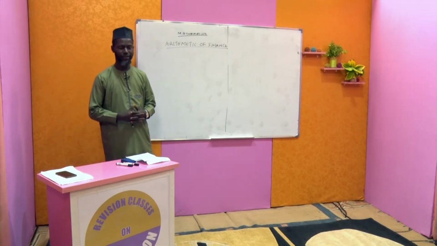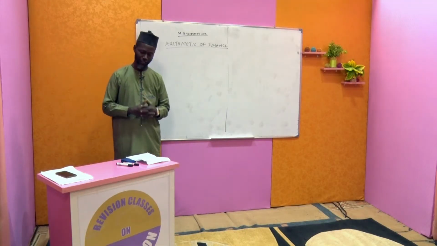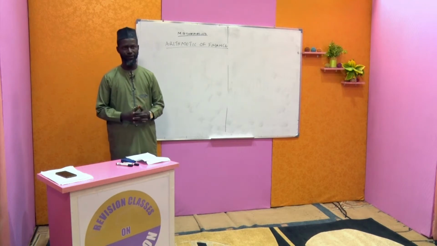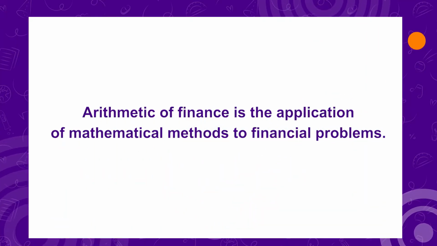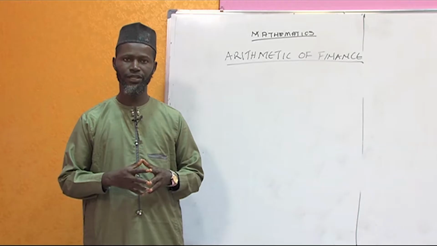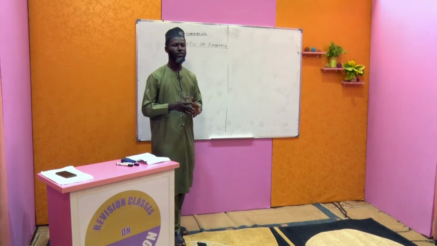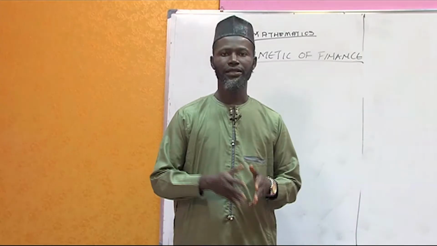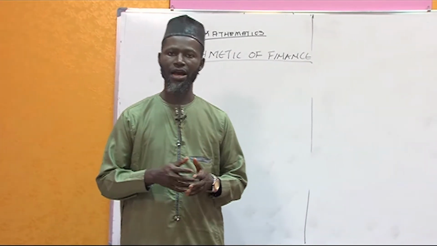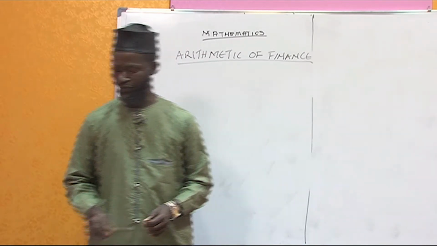Arithmetic of Finance is the application of mathematical method to financial problems. So we're talking of the arithmetic of finance. That means we have some subtopics under the arithmetic of finance, like simple interest, compound interest, annuity, cost price and selling price. Then we have inflation and depreciation. Now let's start from simple interest.